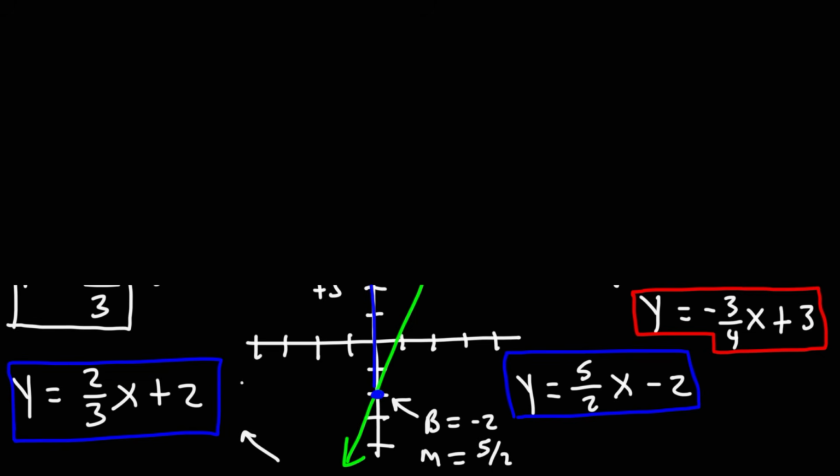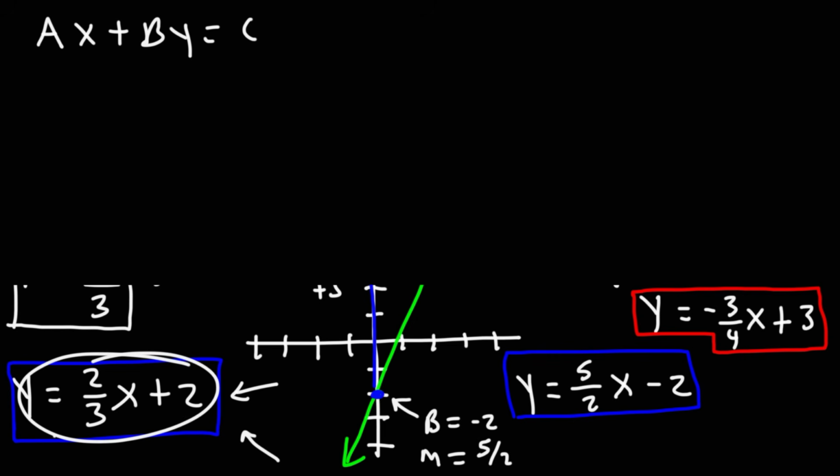So let's say we want to write this in standard form. That is in ax plus by equals c format. How can we do that? The first thing I would do is get rid of the fractions. I would multiply everything by 3.